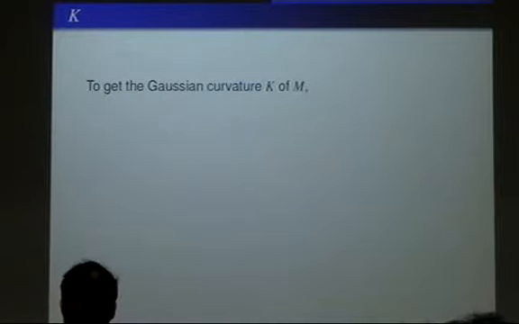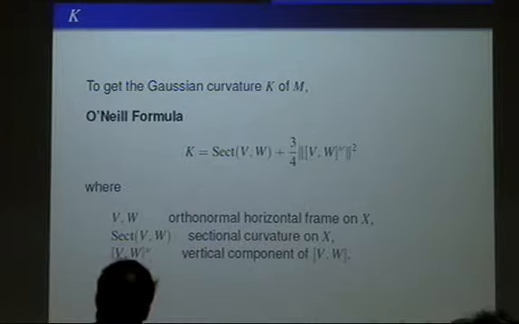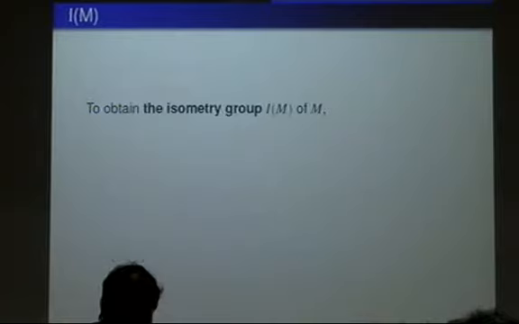Okay, now how to get the Gaussian curvature of M? This is very easy using a theorem. We have O'Neill's formula, which compares the curvature tensor between the base manifold and the total manifold for a Riemannian submersion. If we apply O'Neill's formula to our case, it becomes like this. The K is the sectional curvature plus something like this.